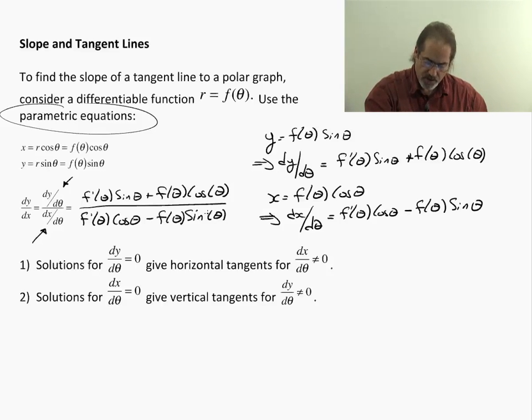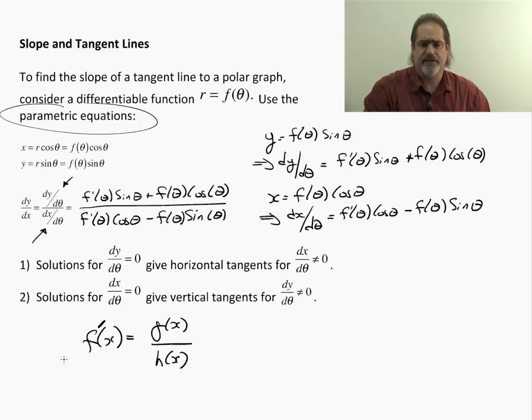curve. Now, solutions for dy/d theta equals 0, provided dx/d theta is non-zero, will give me a horizontal tangent. It's just like if I had f of x equals g of x over h of x. Let's make that f prime of x. So the derivative of f is some function of g over some function of h, right? I'm talking rectangular coordinates now. If g of x is 0 and h of x is non-zero, I have a horizontal tangent, correct? If g of x is non-zero and h of x is 0, then the tangent is undefined, which means I have a vertical tangent. So it's the same idea here.